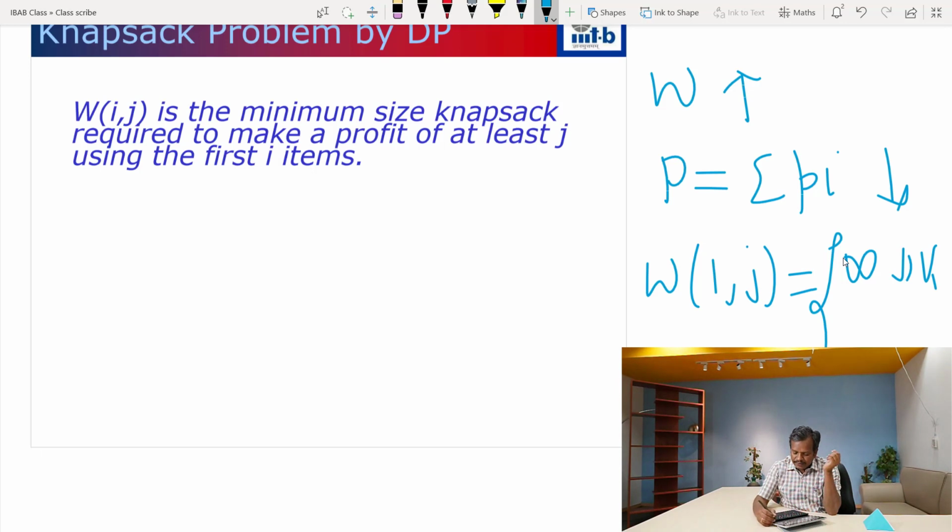Otherwise, if j is smaller than or equal to v of 1, then I can pick that item. If I pick that item, the size of the knapsack that is required is W1, right? So if I have to make a profit which is smaller than or equal to the profit that I can make out of the first item, that is j is smaller than or equal to v of 1, then the answer is W1. But if it is very large, then it's infinity.